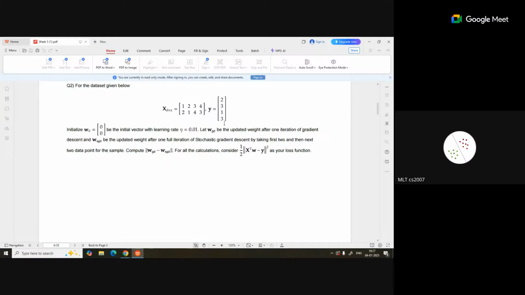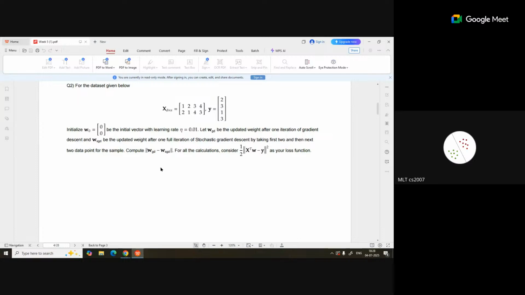Sorry, I think I'm just missing it. So I think this is only a gradient descent problem, right? GD is the gradient descent problem. You will have to use all the data for one iteration. And WSGD is the stochastic gradient descent. For the first step, you'll have to use two samples, and for the next step, you'll have to use two samples, and then you'll have to take the average of that. Then you'll get WSGD, and you'll have to find the length of the difference between these two vectors.